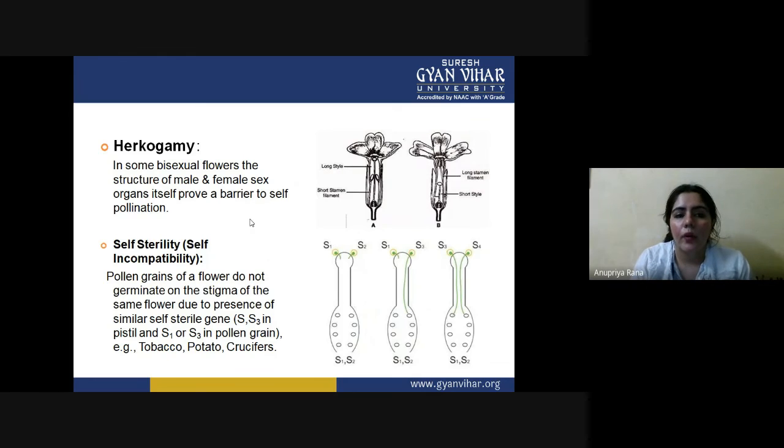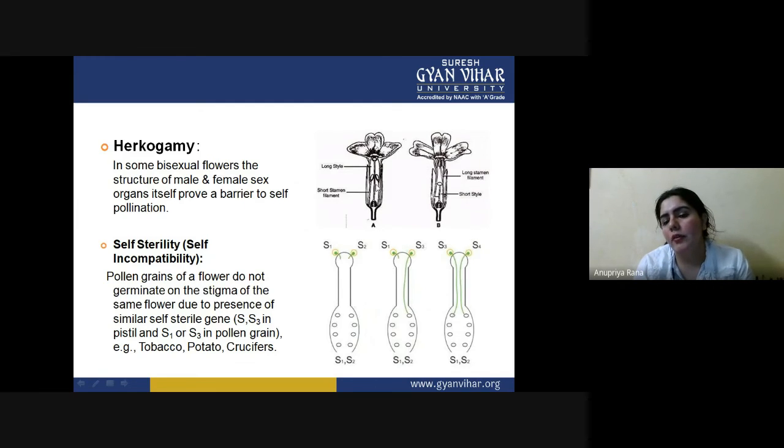Next here, hercogamy. In some bisexual flowers, the structure of the male and female sex organs itself proves a barrier to self-pollination. You can see here what happened: they are adjusted in a way that the pollen of the same flower cannot be dropped on the same flower's stigma. Like if we are talking about a long style and a short stamen filament, it is obvious the stamen has to drop the pollen grain.